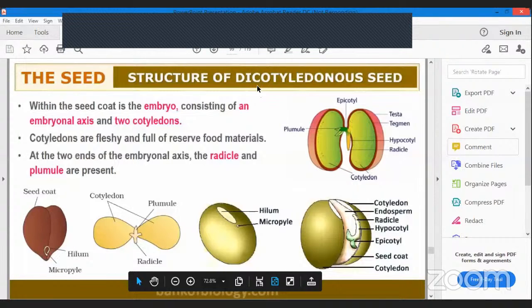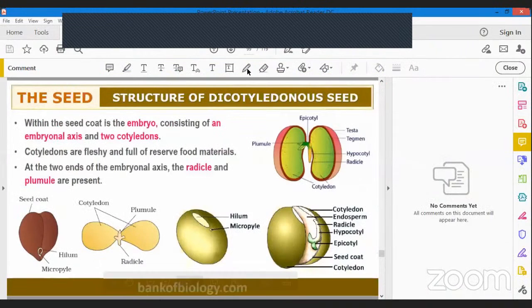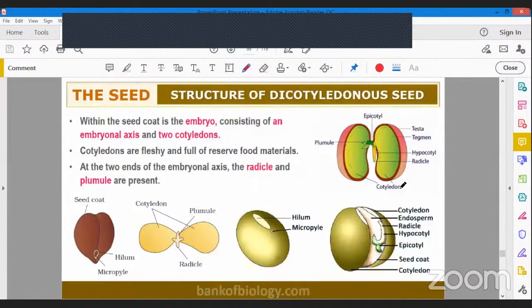hypocotyl. Okay, then the cotyledons are fleshy, and they're full of reserve food material. So when germination takes place, it has to provide reserve food material to the part that is below the soil, that is the root. Okay, so at the two ends of the embryonal axis, the radicle and the plumule are present. So take it down, students. This is very important for the exam, write it down.